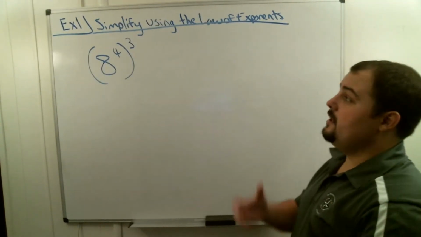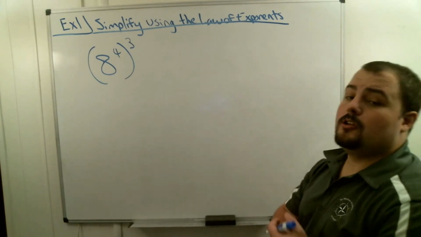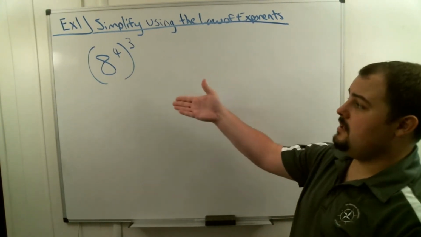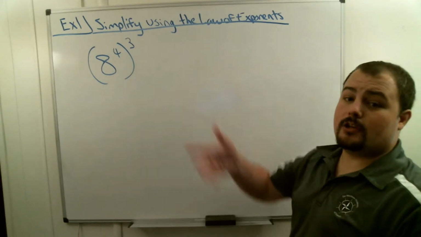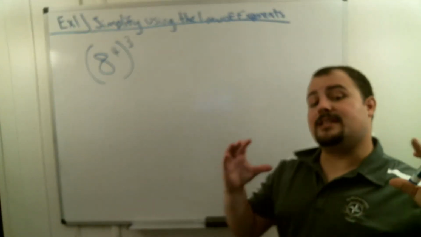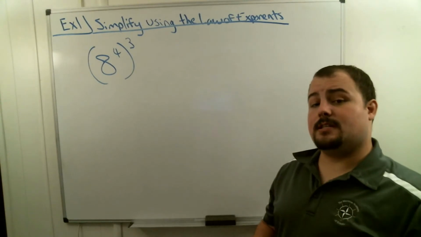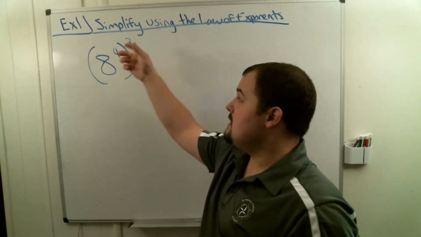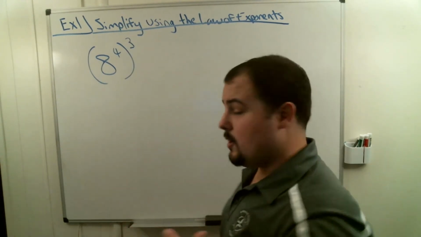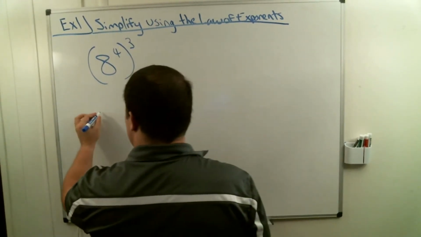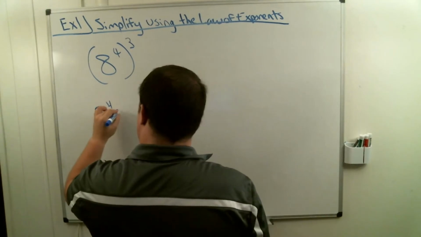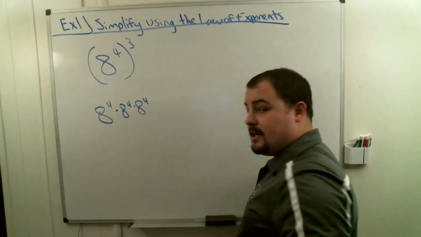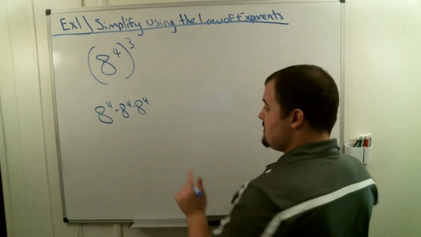In our first example, we have to simplify using the laws of exponents, so we have to figure out what law we're using. In this problem, it says 8 to the 4th power, that entire thing going to the 3rd power. Again, notice that the 8 to the 4th power is inside parentheses. Since the whole thing's going to the 3rd power, we could write it 3 times: 8 to the 4th times 8 to the 4th times 8 to the 4th. You don't have to write it 3 times, but you can.